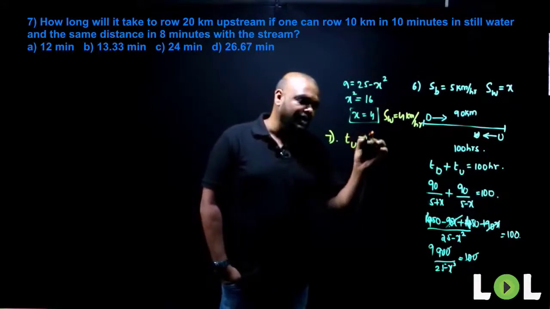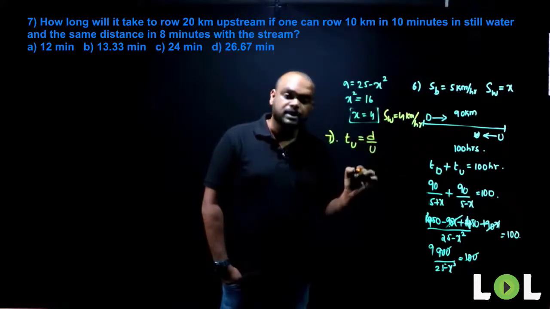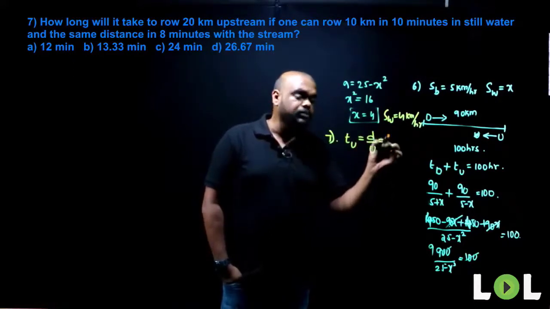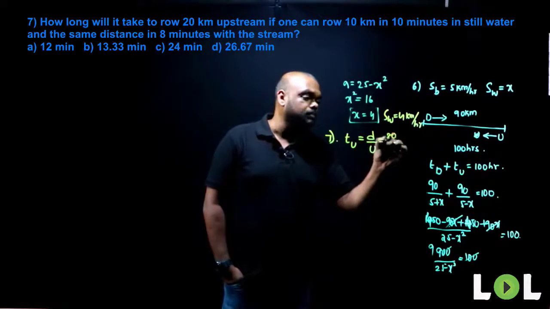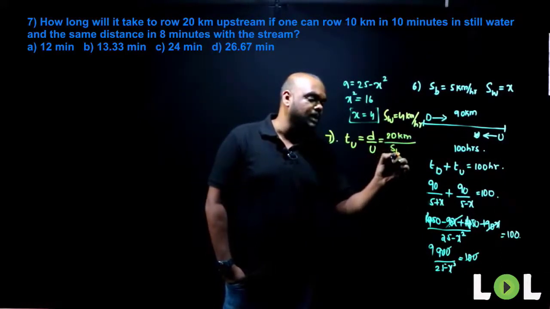How do I calculate time? Distance divided by speed. Which distance? Distance divided by upstream speed. What is the distance? 20 kilometers. Upstream speed, do we know? We do not know. That is SB minus SW.